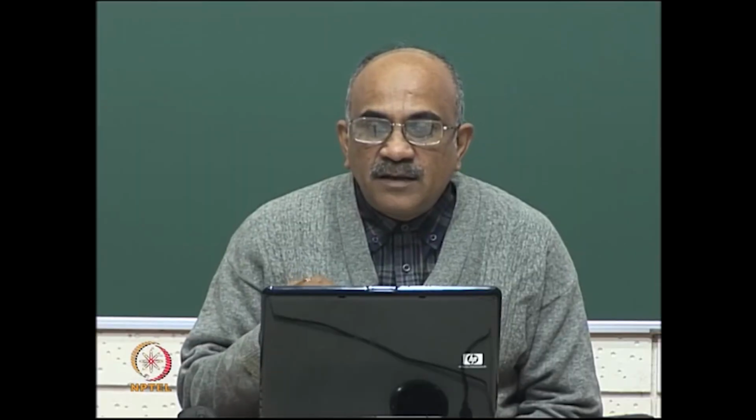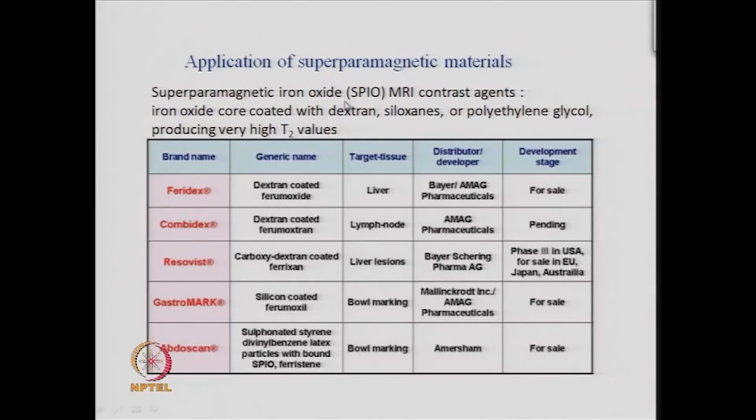So, MRI machines image places with differences in magnetic fields, and to make a good contrast, you need to add some MRI contrast agents, that is, which create the differences in magnetic fields locally, such that you can see them better using an MRI machine. So, in that case, the super paramagnetic iron oxide particles are very important. They are given to the body, it is transmitted, normally coated with dextran or siloxanes or polyethylene glycol.